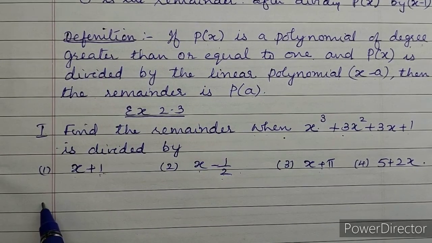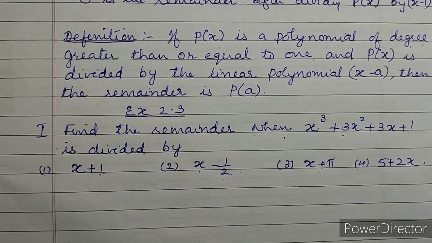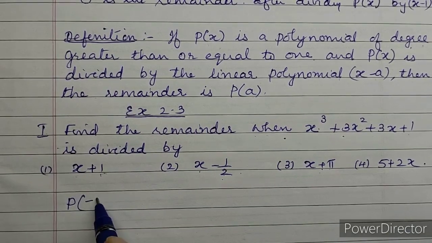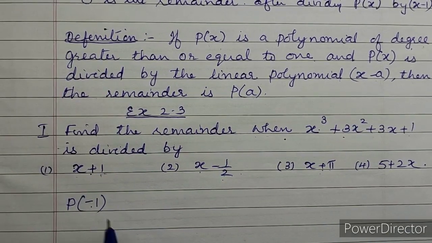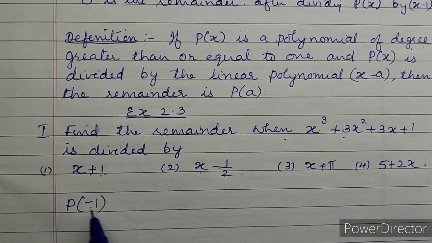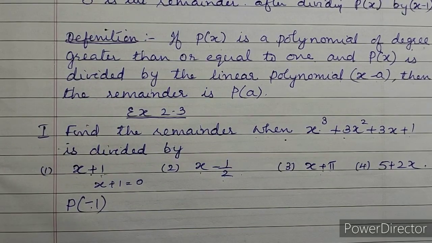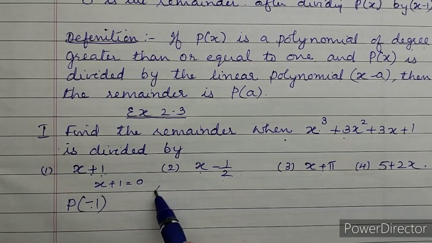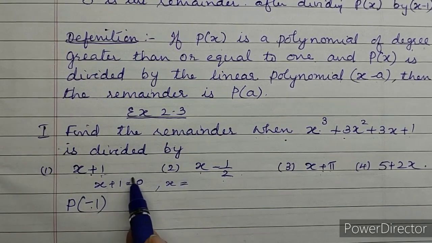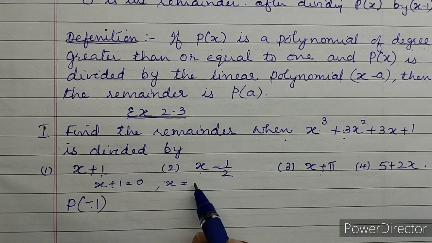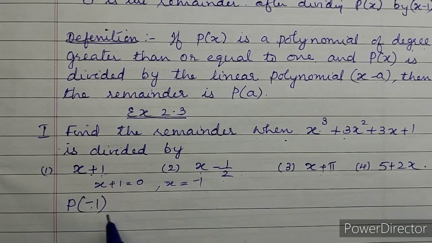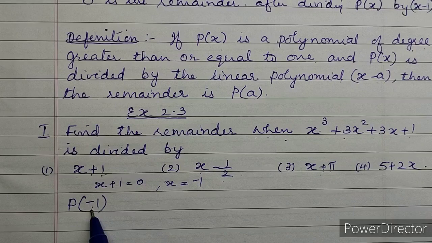So first we will do x plus 1. So x plus 1 means P of minus 1 you should find. Plus 1, just the opposite sign you have to take. If you put x plus 1 equal to 0, like zero of a polynomial, x is equal to, this positive 1 will change the sign and go to the other side, minus 1. So that minus 1 only you are substituting here.